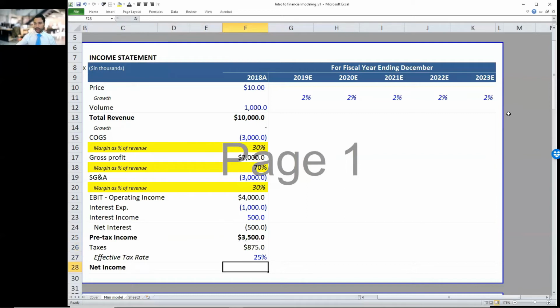And the last step is to calculate our net income, which is going to be equals. Take your pre-tax income and subtract taxes. That right there is your net income.